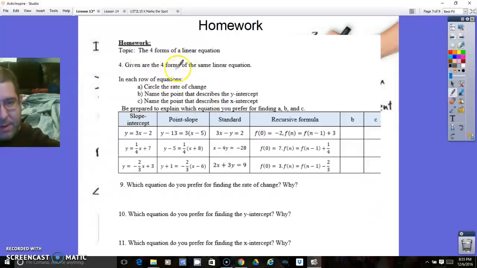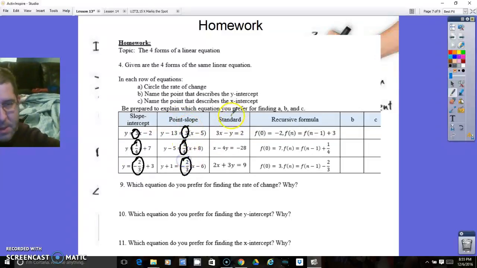So basically the homework, they're giving you all 4 forms, so you're going to complete the chart. A, circle the rate of change. So in each row, the rate of change. There's the rate of change here. There's the rate of change. There's the rate of change. That's easy because the rate of change is always multiplied by x. Now the rate of change in point slope is always going to be multiplied by the parentheses.